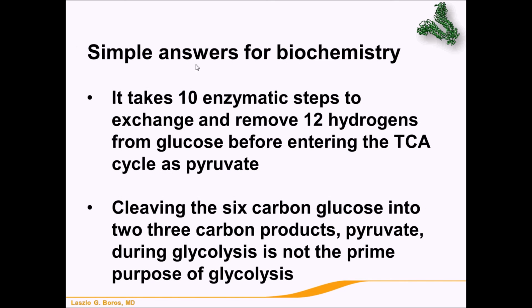So to answer the questions that we raised in the beginning of my talk, in fact, it takes 10 enzymatic steps to exchange and remove 12 hydrogens from glucose before entering the TCA cycle as pyruvate. And this is a safety measure to make sure there is no deuterium from the substrate that gets into mitochondria, which would compromise ATP synthase function.